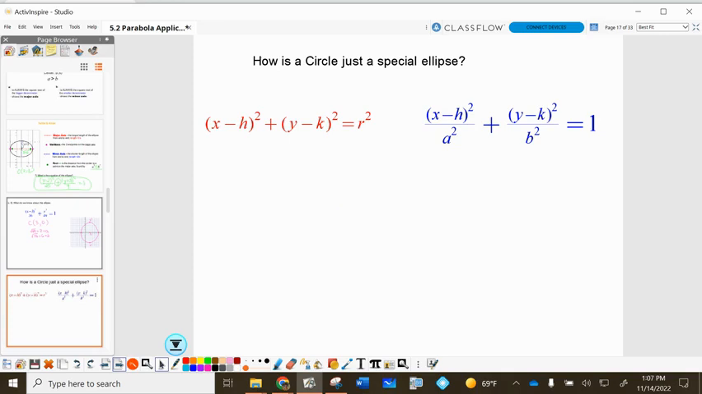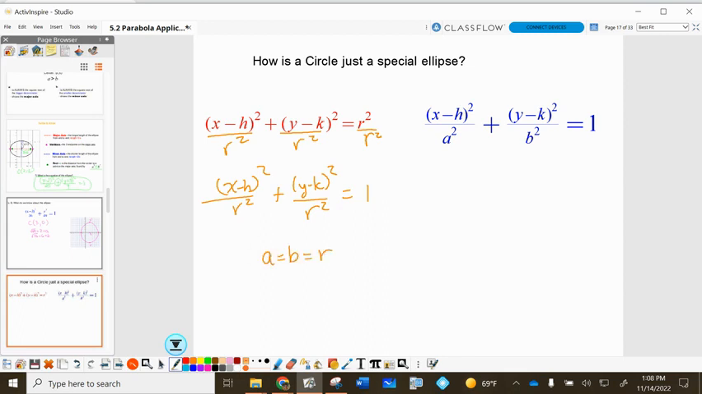Let's try another one. Okay, so how is the circle just a special ellipse? Well, if you think about it, the difference between this equation and this equation, an ellipse always needs to be equal to 1. So if we wanted the circle to be equal to 1, we would just divide each of the terms all the way through by r squared. And so that would give me equals 1. So it would be (x minus h) squared over r squared plus (y minus k) squared over r squared equals 1.